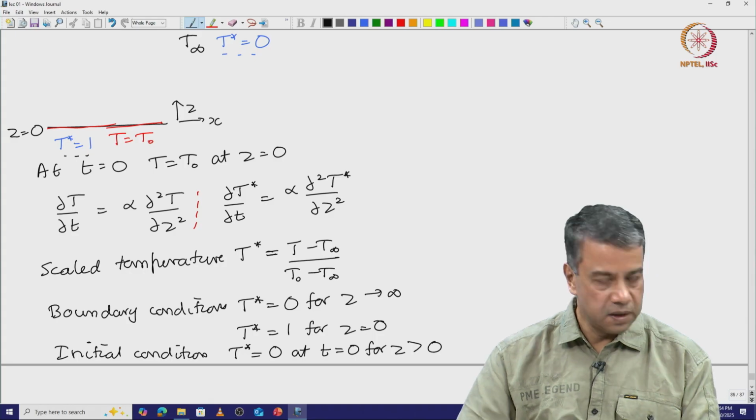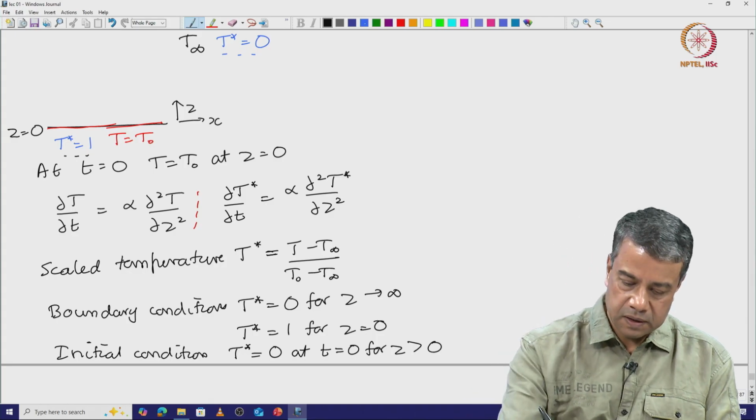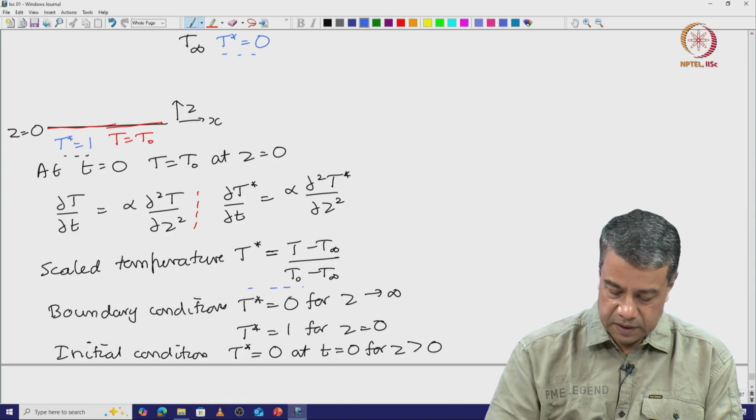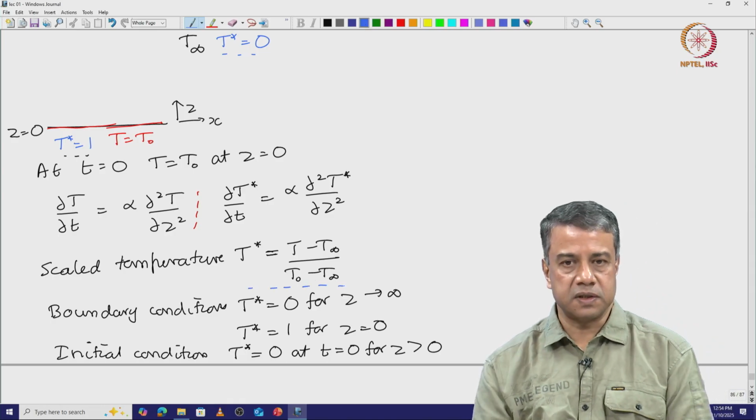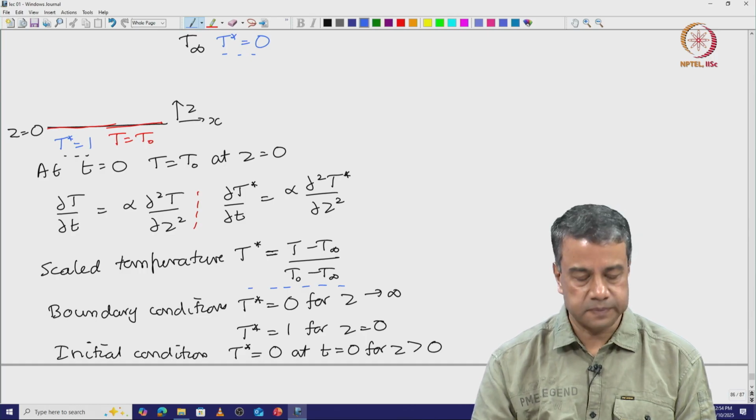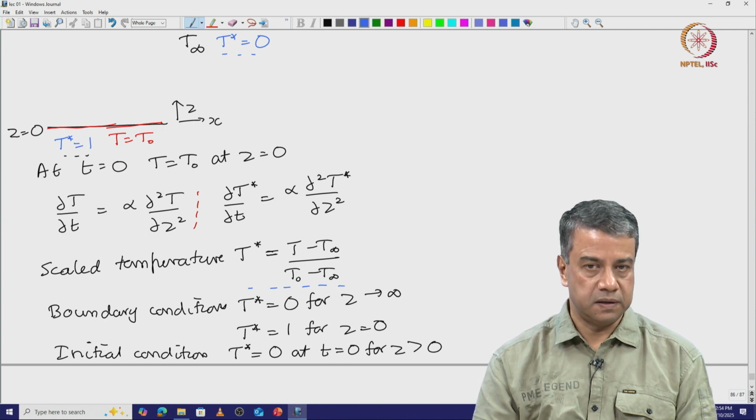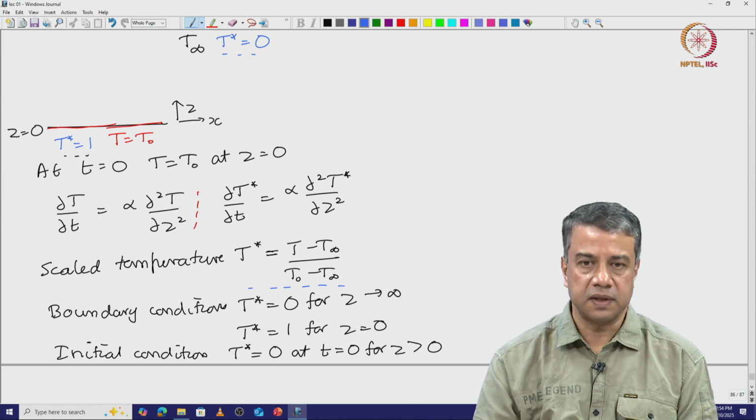So, how do we solve this? As you noted, we had defined this as the scale temperature T star. How do we scale the length, the distance coordinate z?